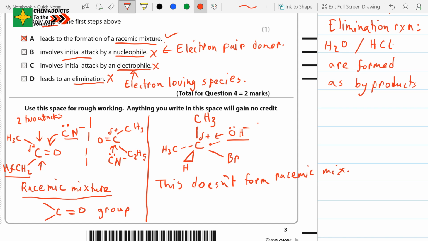Why? That's because the shape of this molecule is tetrahedral, and the only space for the nucleophile to attack is this one, this space. So this is the only space that the nucleophile can attack, thus not forming a racemic mixture.